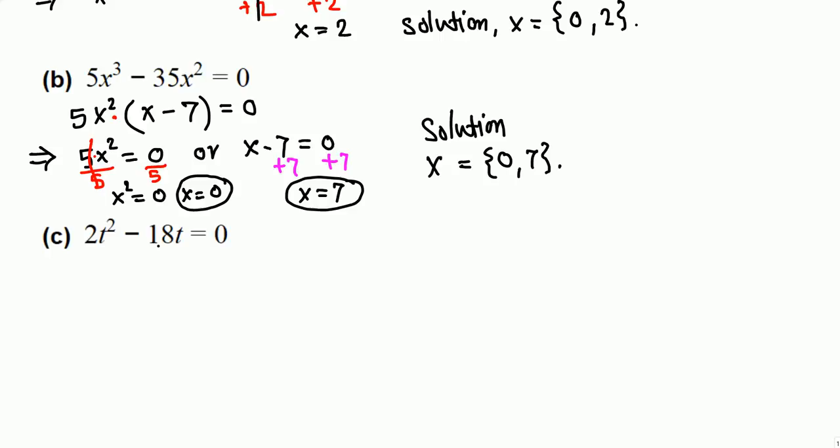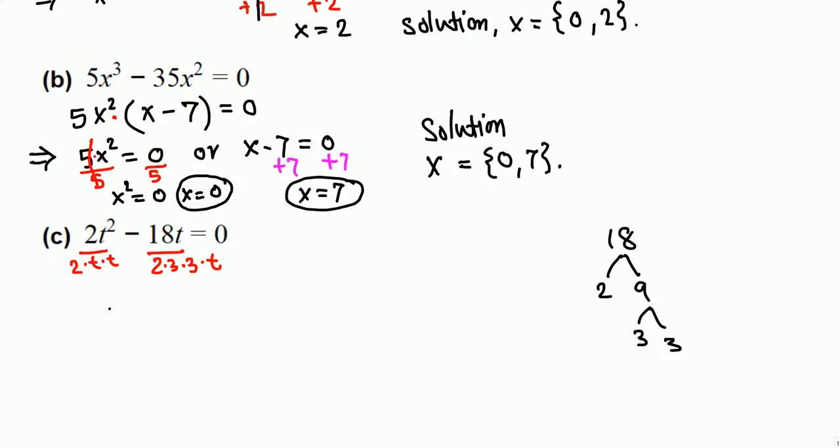2t squared minus 18t equals 0. The good thing is we have 0 on the right hand side. Okay, 2 times t times t, 18. So what are the factors of 18? 18 is 2 times 9, and 9 is 3 times 3. So 18 is in fact 2 times 3 times 3. So here we have 18t as 2 times 3 times 3 times t, and 2t squared is 2 times t times t.